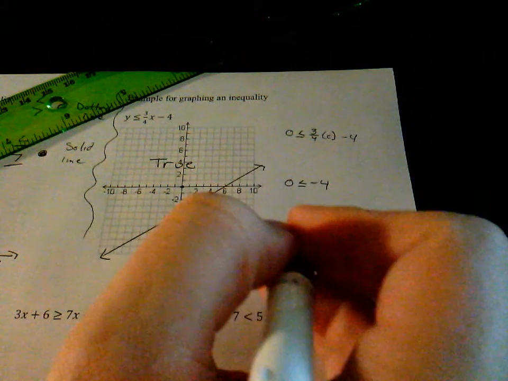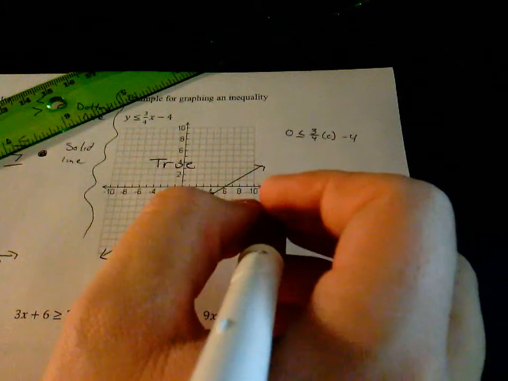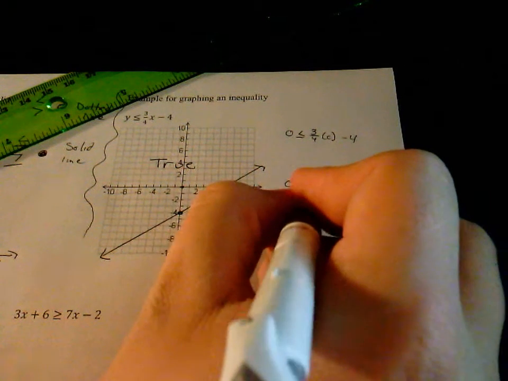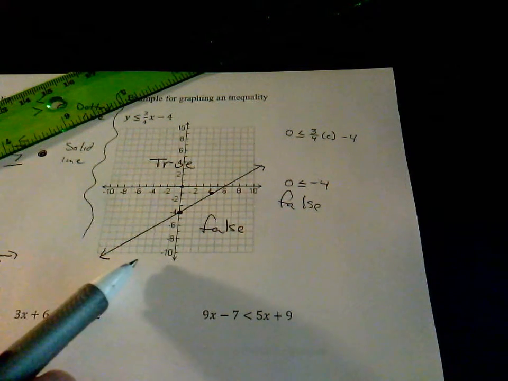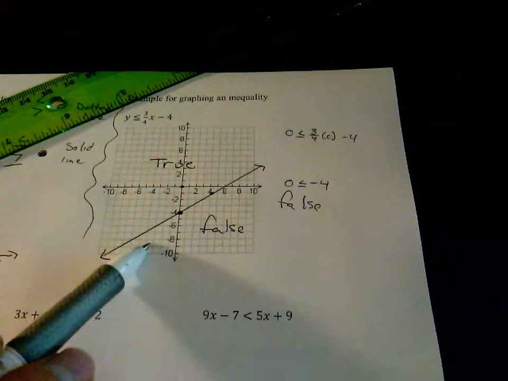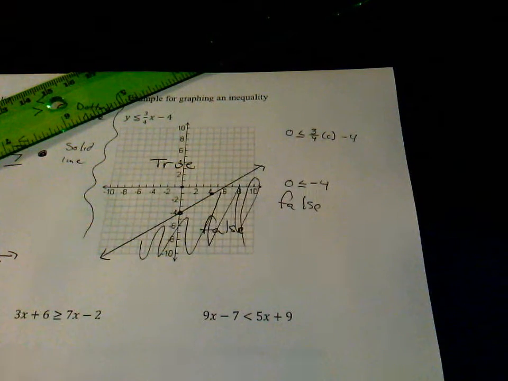So, is 0 less than or equal to -4? Well, 0 is bigger than -4, so this is actually a false statement. Since it's a false statement, we're going to shade on the half that does not contain this test point, which is this half right here. So we're going to shade this side. And that's all we're going to do.